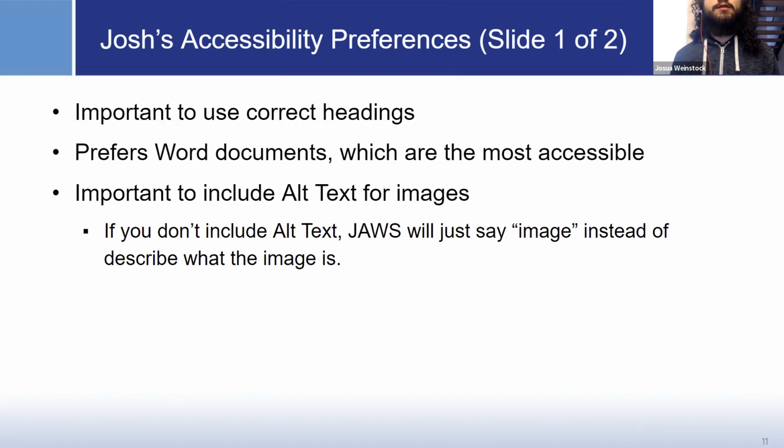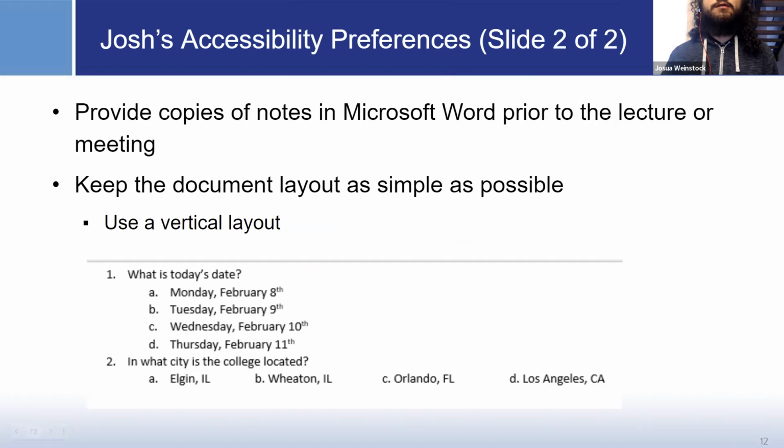So of course it's important if you have a picture, an image, to include alt text, which I think we're going to talk about later, but it's basically a description of what the image is for the screen reader. So yeah, if you don't include the alt text, sometimes it'll just say image, or it'll read like a file name, or it's just a bunch of gibberish. So you want to put that in there.